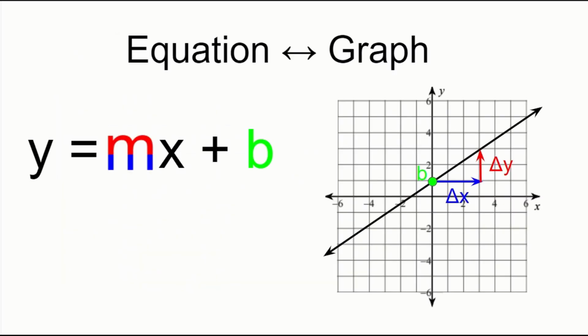Going from an equation to a graph, we know that the constant value by itself is going to be our y-intercept, or our starting point. And we know that the slope is going to be the coefficient next to x, which is going to tell us our rise and run. So starting with our b value, we're going to move over the slope, and that's going to help us find our next point. And from these 2 points, we can draw a line.